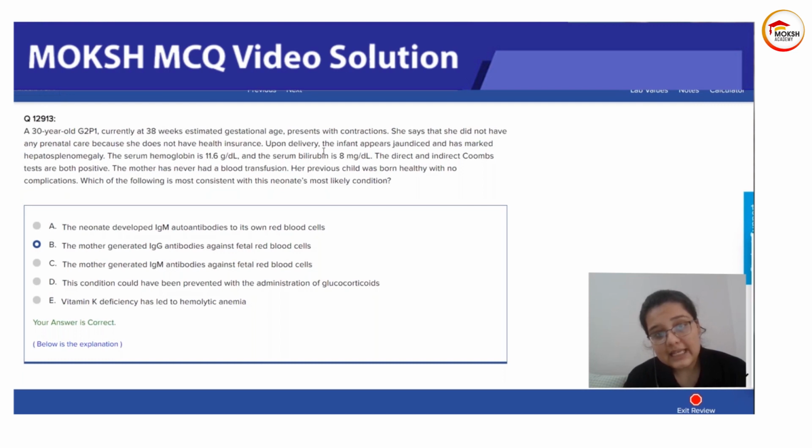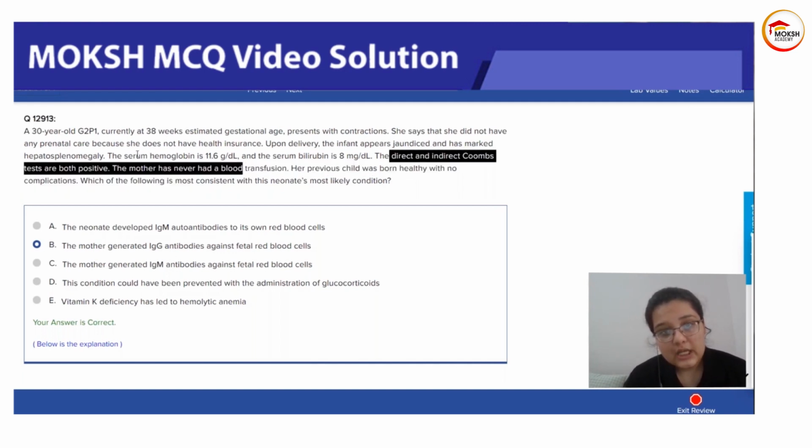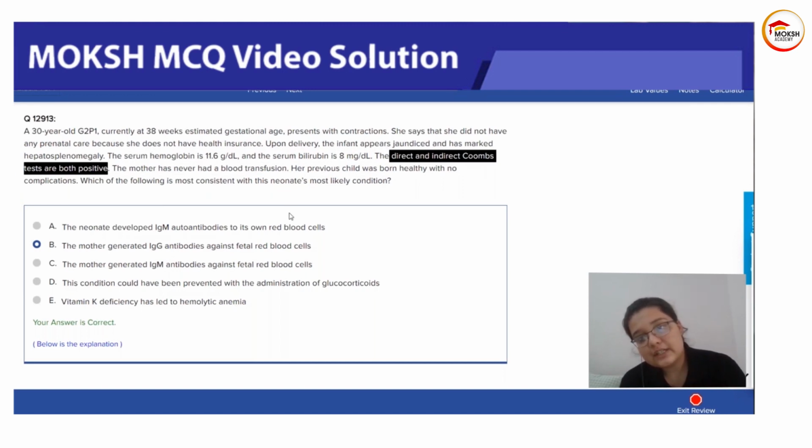And when the second baby was conceived, it led to hemolysis, because whenever we talk about autoimmune hemolysis, the Coombs test will be positive. So if some antibody-antigen reaction is involved in hemolyzing your red blood cells, then the Coombs test is positive. This is a typical case of that, and so we know the answer.